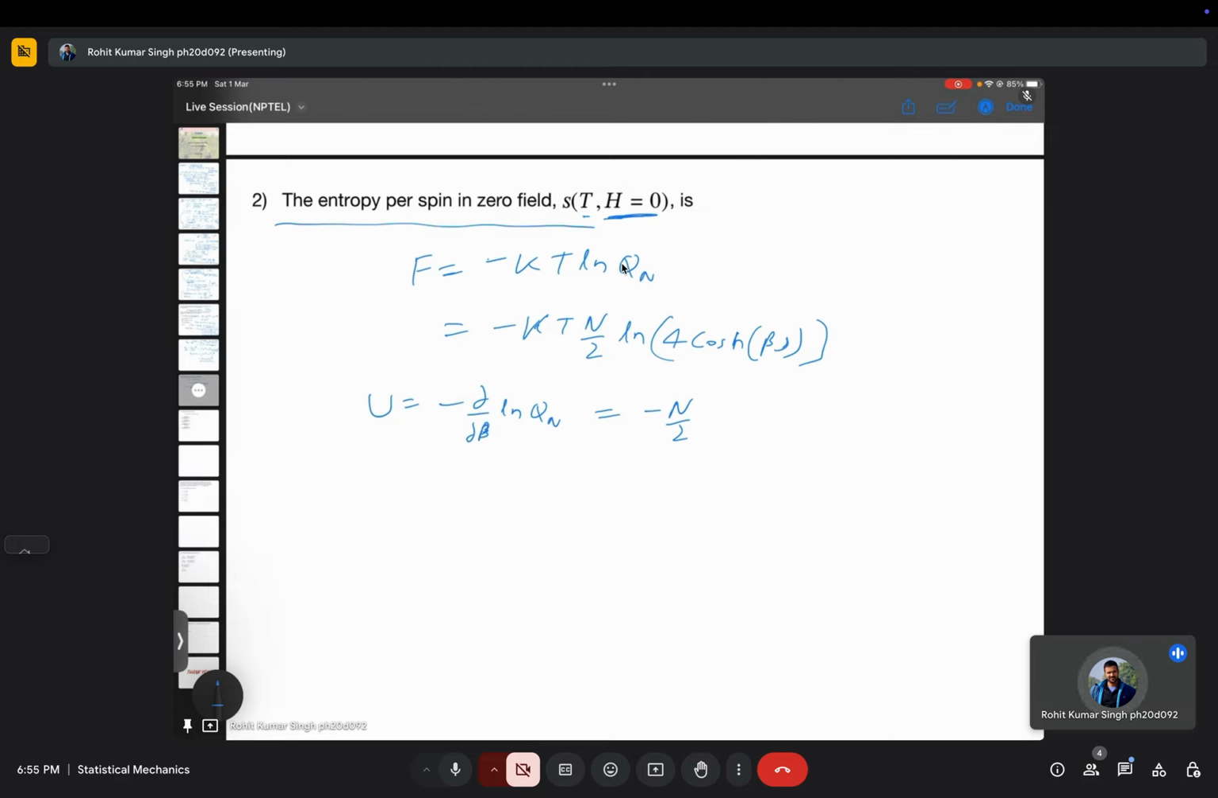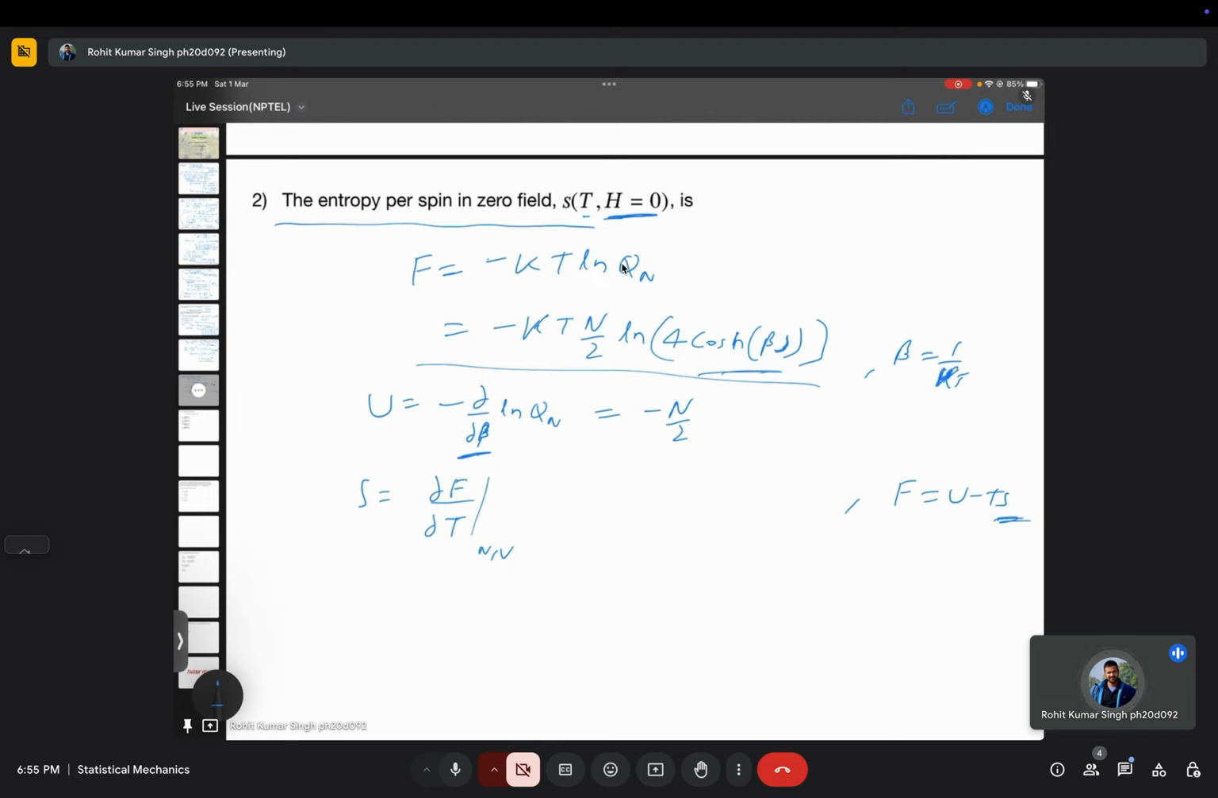So why are we doing this? Because entropy is minus del F by del T, and here we have beta. And beta is what? Beta is 1 by kT. So differentiating this with respect to temperature will be a little complicated, but differentiating with respect to beta is very easy, right? And so that's why we are doing this. And then we can use the formula F equals U minus TS to calculate our entropy. So you will see how we do that.